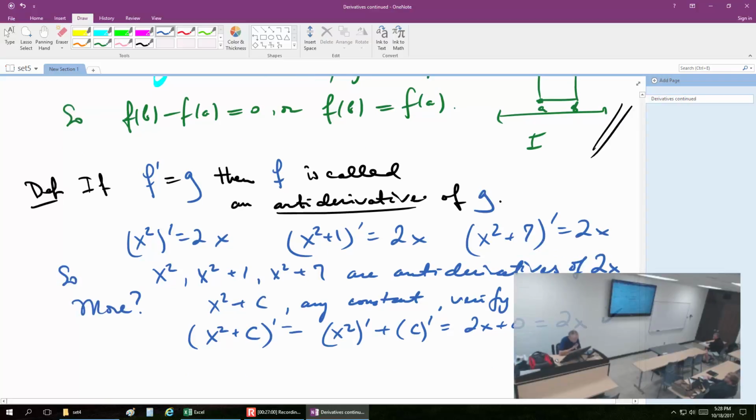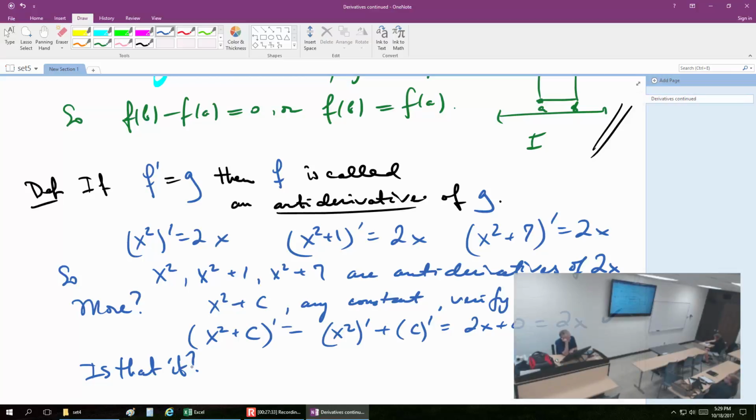The question, however, really becomes, is that it? Are there more? Well, once again, go back to motion. Sometimes the answers look less obvious than when we actually use this metaphor.